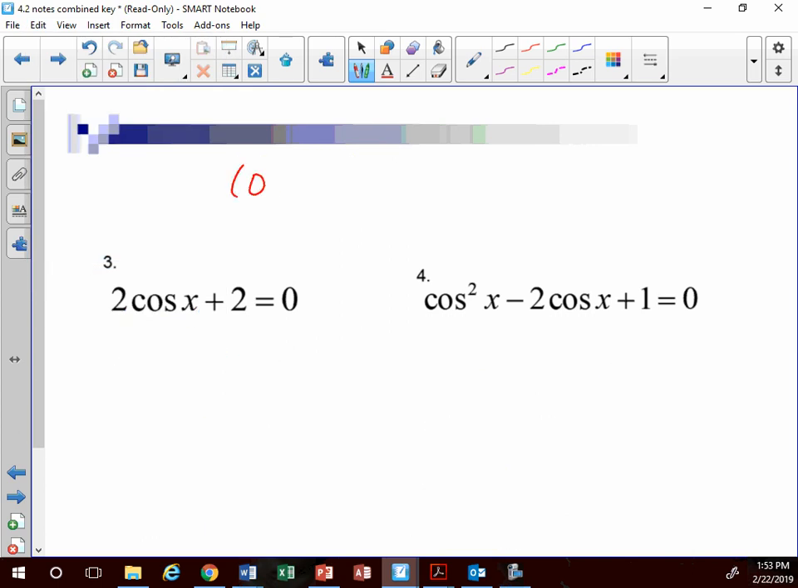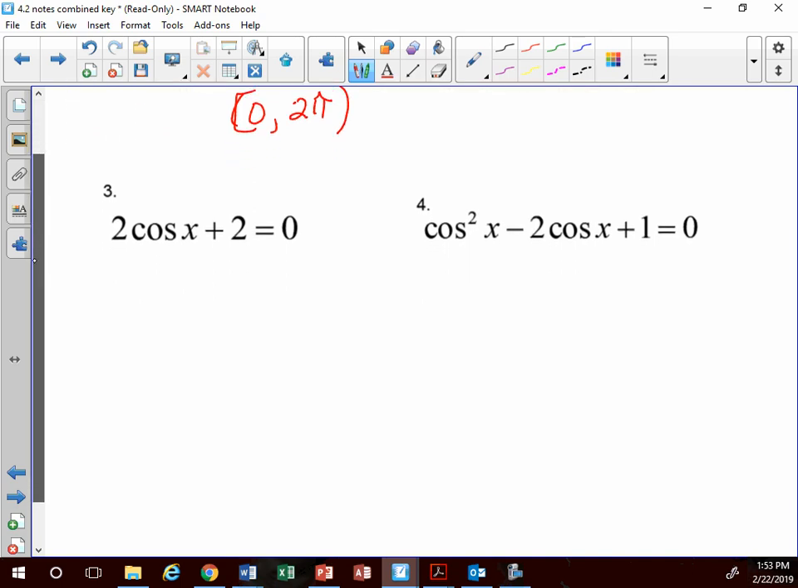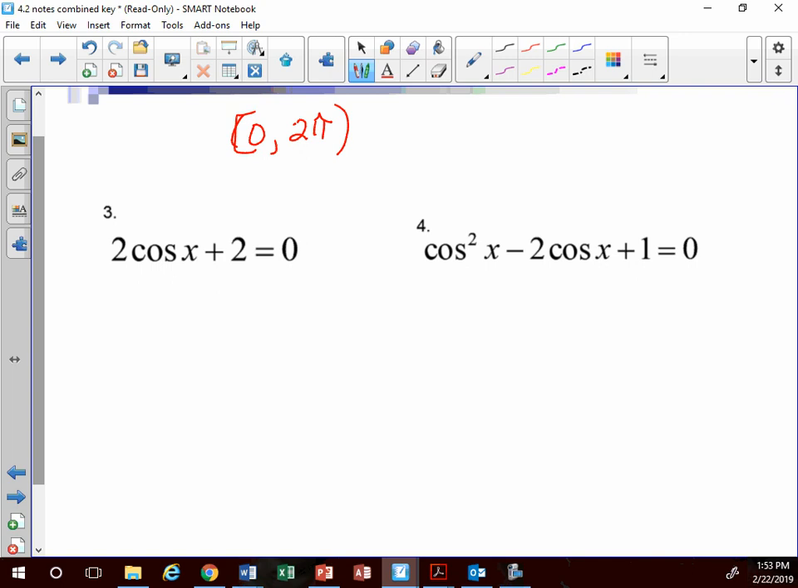All right, we are still solving 0 to 2 pi. So same directions. I changed slides. You don't need to change your directions. Write down 3 and 4 for me, and then we'll do them together.